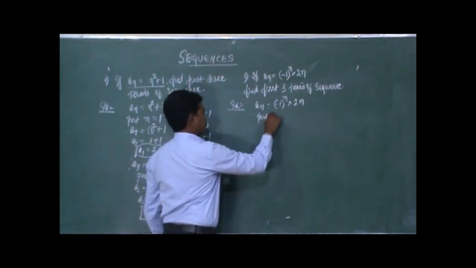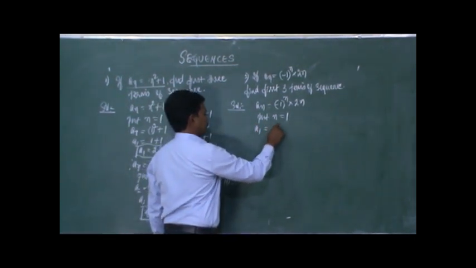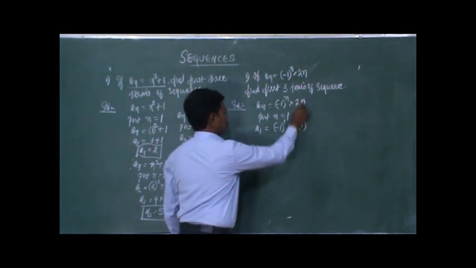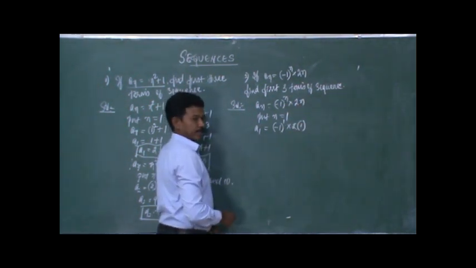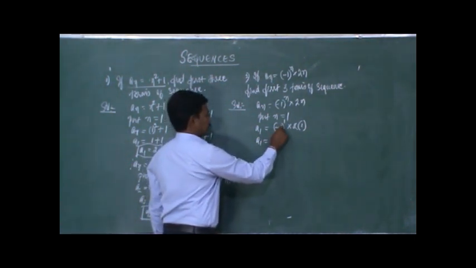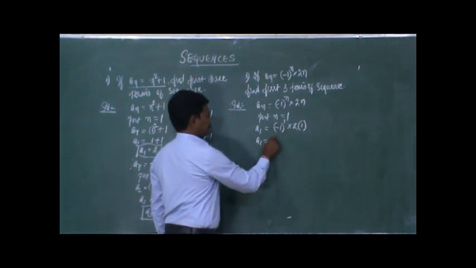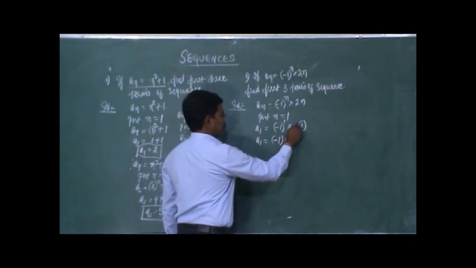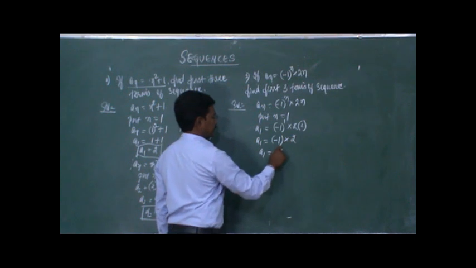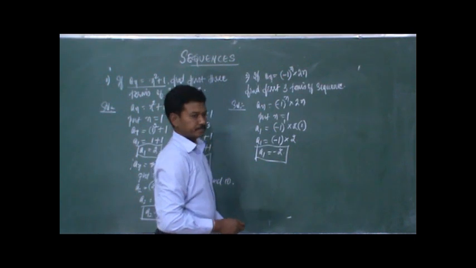Put n is equal to 1 in order to find out the first term. So a1 is equal to minus 1 whole to the power 1 into 2 into, again in the place of n we are going to substitute 1. Clear? a1 is equal to minus 1 whole to the power 1 is minus 1 raised to the power 1. So it is minus 1 itself into 2 into 1 is 2. So a1 is equal to minus 1 into 2 is minus 2. So the first term of the sequence is minus 2.